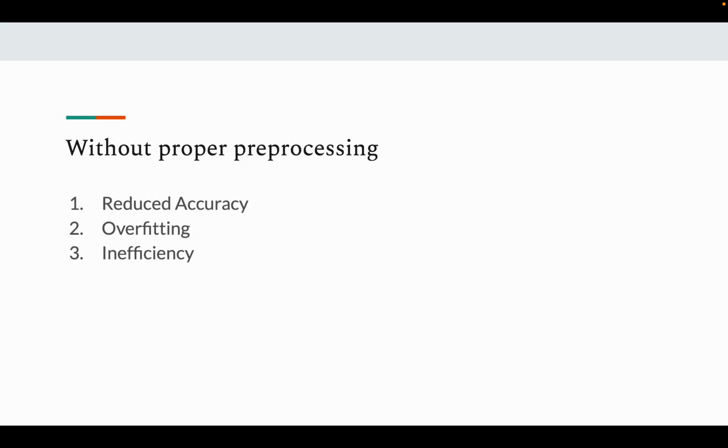So what happens if we fail to do the data processing? Without proper processing, it will definitely reduce the accuracy, and our dataset may have a lot of noise, which will eventually lead to overfitting. It is also inefficient, because it will take a lot of time to converge, maybe hours of training. So these are the major issues that will impact us without proper pre-processing.